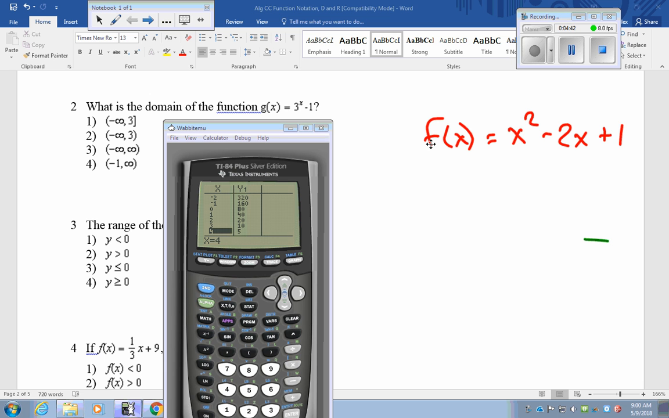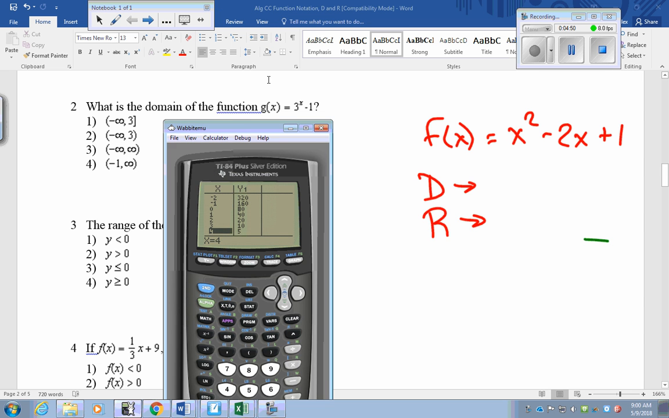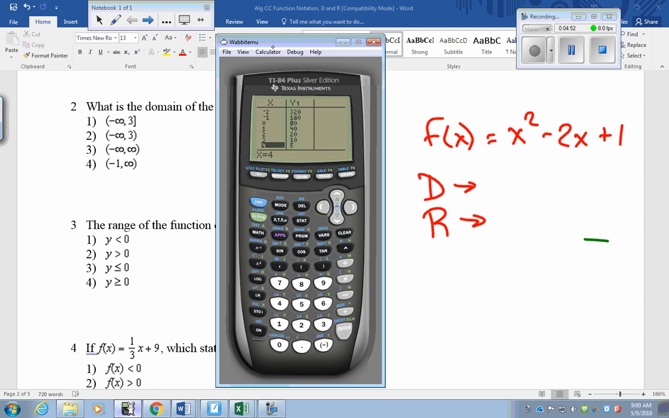So we're going to use the calculator. We're going to find the domain for that and find the range. We'll write them as intervals. We'll use inequalities to help us write those. So in this case, I'm going to go back to y equals. I'm going to clear this out, and I'm going to type in that function.